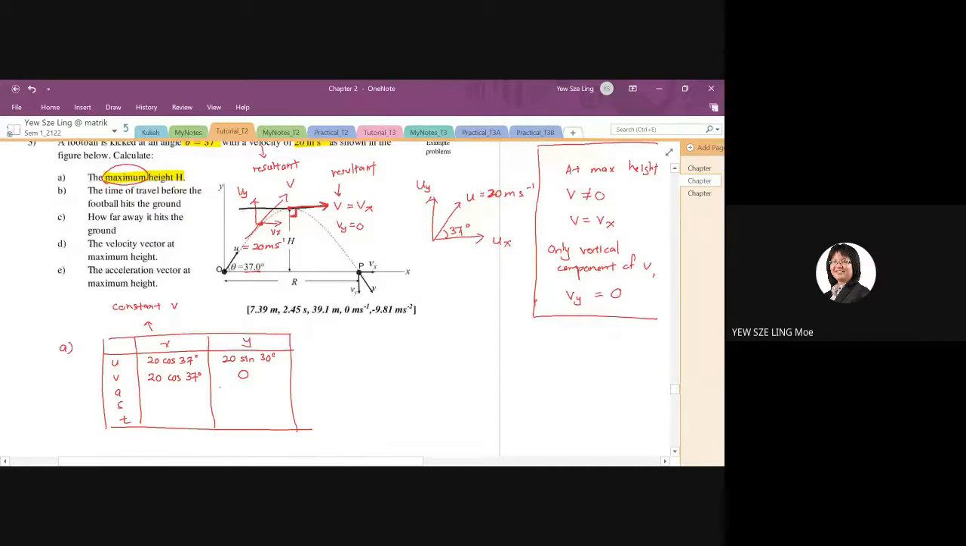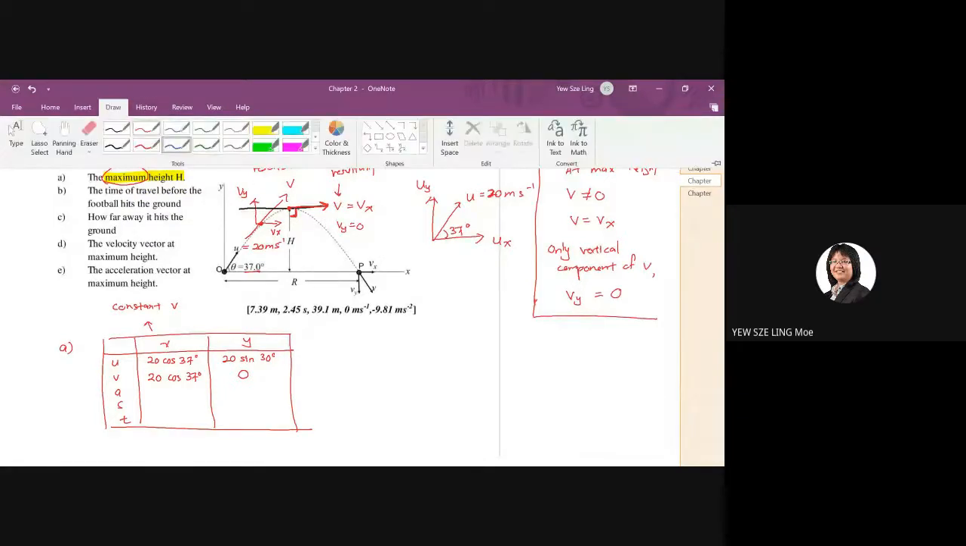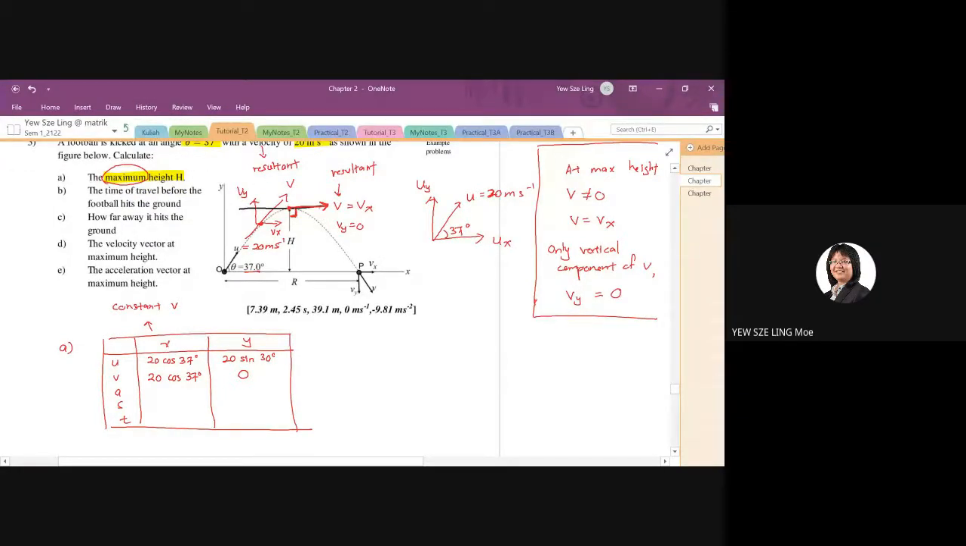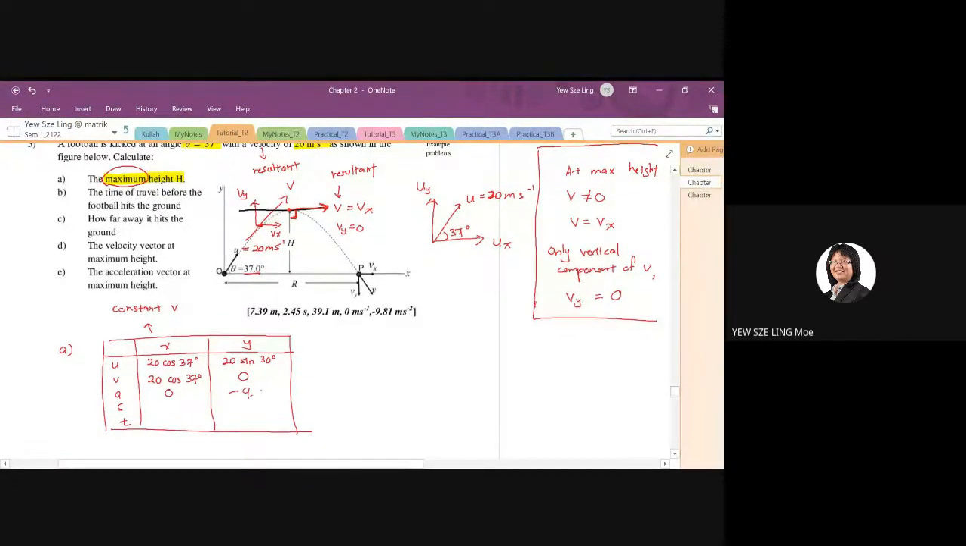All right, so now let's go back to the table. So we are done with V. Since the motion is lying on the x component, we know that V equals Vx and Vy equals 0. And A, okay, now let's see A. Again, because the horizontal component is a constant V, so we have a 0 here. And then the Y component is always negative 9.81.